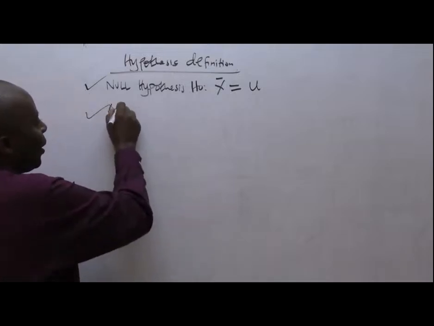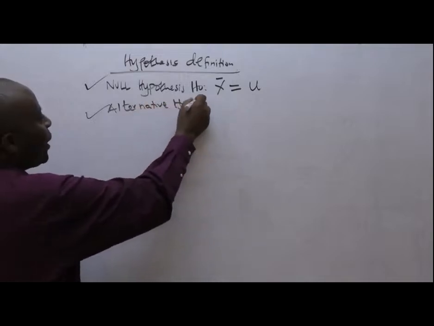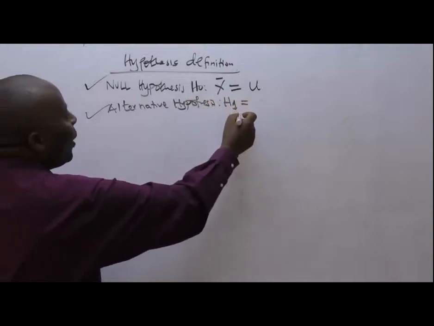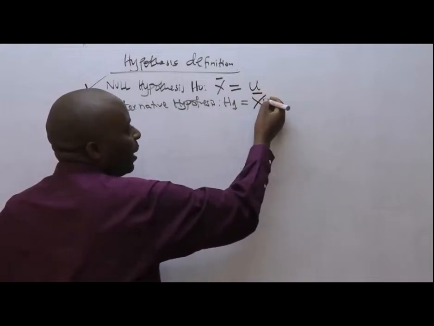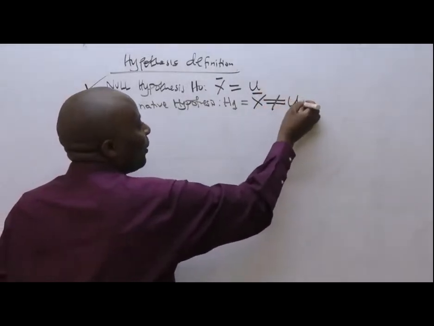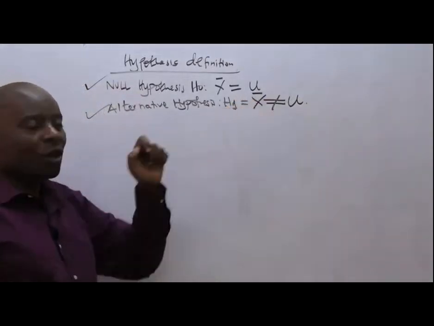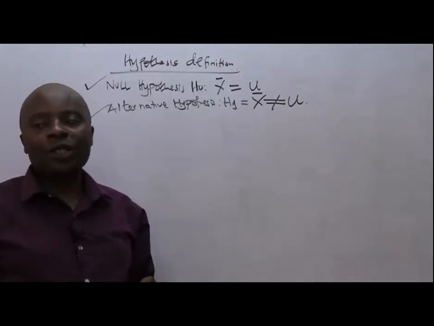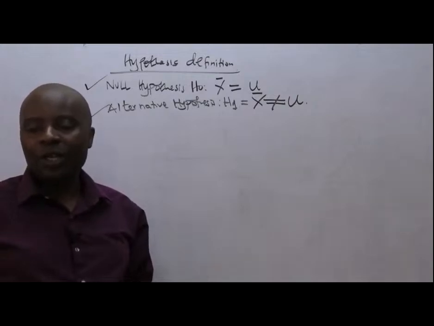So the alternative hypothesis, which will be H1, will be the one that is going to prove that the sample mean is not equal to the population mean. When you cross it like that, it means not equal. So X bar is not equal to mu.